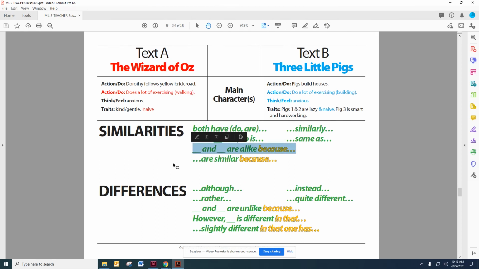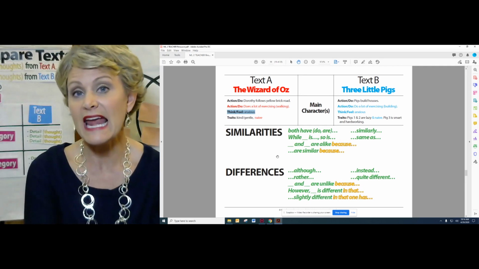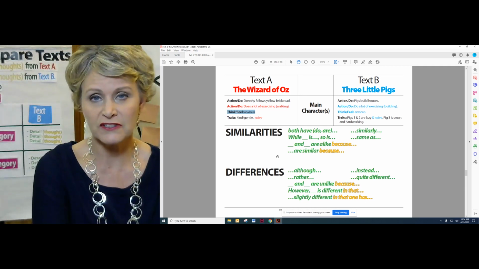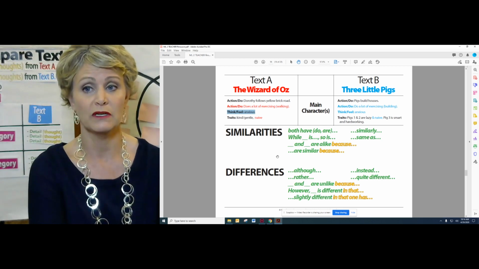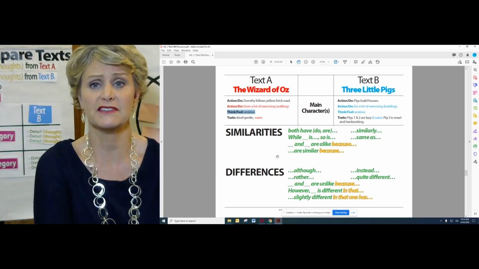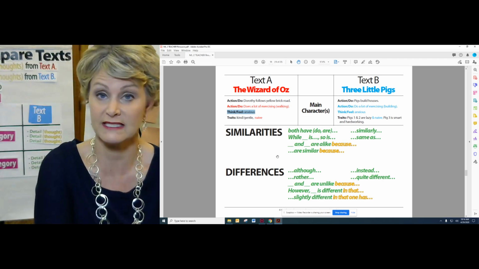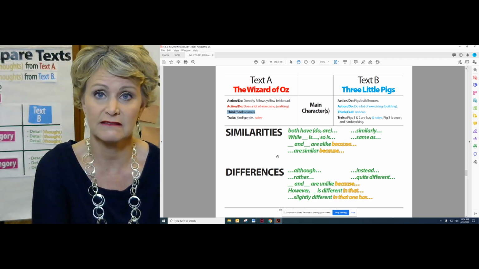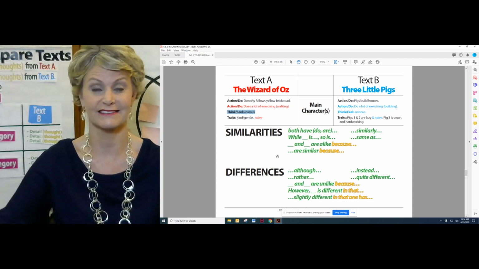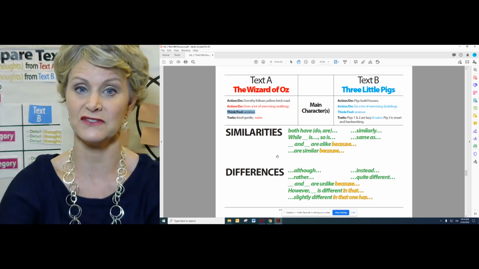I'm going to use this one. Blank and blank are alike. The Wizard of Oz and the Three Little Pigs are alike because some of their main characters have similar feelings. Dorothy is very anxious about things that scare her on her journey and just to get home, while the three pigs are anxious to escape the wolf who wants to eat them. See how I did that? Okay, a lot of words, long sentences, right? Compound sentences, but I'm pulling on these, okay?